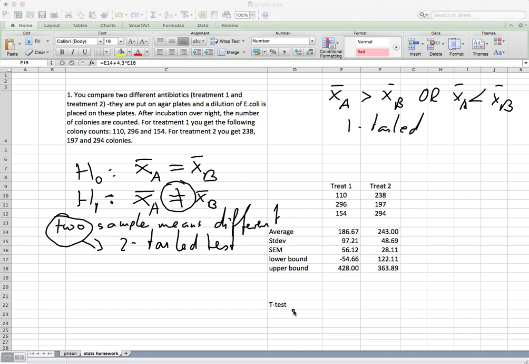Now, the test that we want to use for that is a t-test, so we're comparing two samples. The data are not paired. So these samples here have nothing in common with these samples here. So it would be an unpaired test.